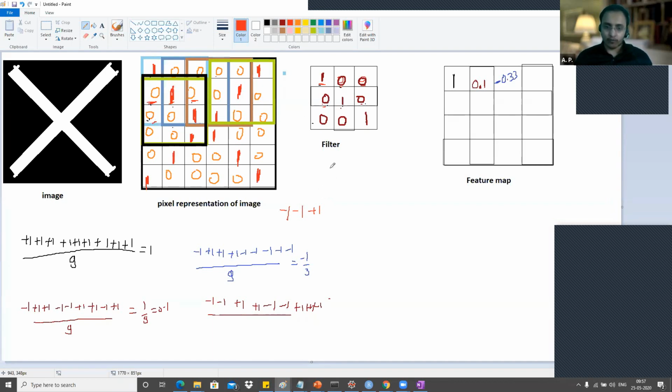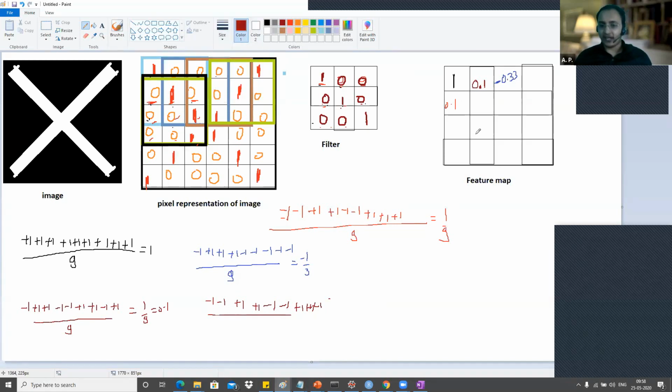0 to 0 match plus 1, 0 to 1 minus 1, 1 to 0 minus 1, right? Third row, 0 0 1, 0 0 1, complete match, plus 1 plus 1 plus 1. So we have 1 2 3 4 minuses and 5 pluses. So you can say that it's going to be 1 by 9, which is going to be 0.1. Are we good with that, Justin? How is it calculated?